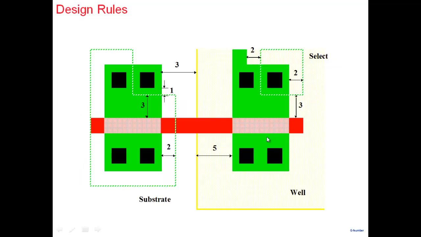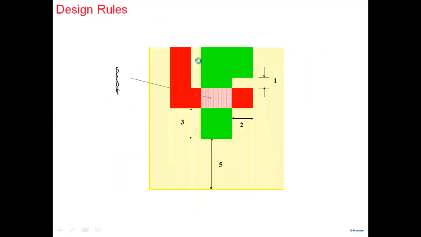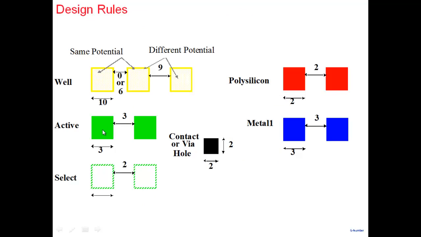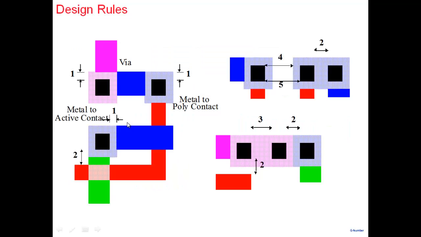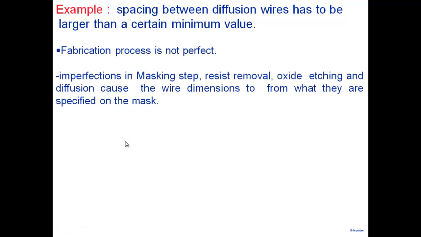And for now, there are various other rules here. Let me give you, for example, one of the rules: if you go back and see, the two diffusions, n plus diffusions, let's say source and drain diffusions, have to be separated by at least 3 lambda. All right. Let's look at how I create two n plus diffusions, and why do they have to be separated by a certain length here?